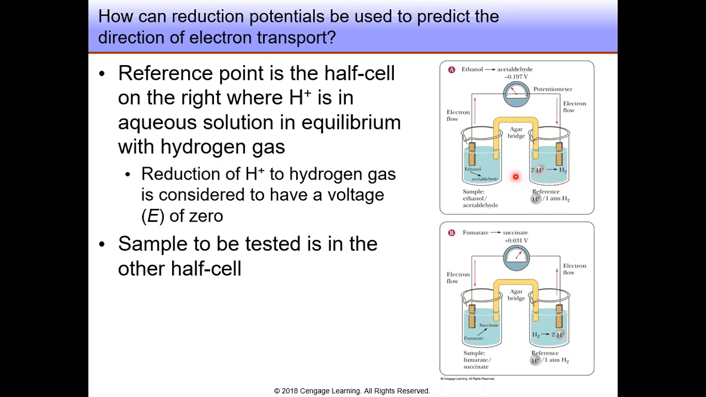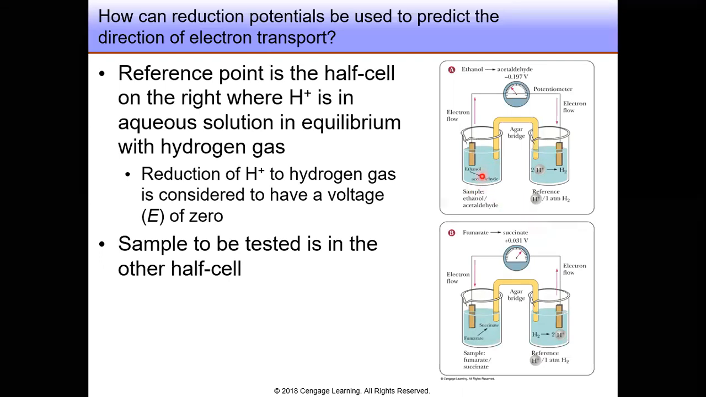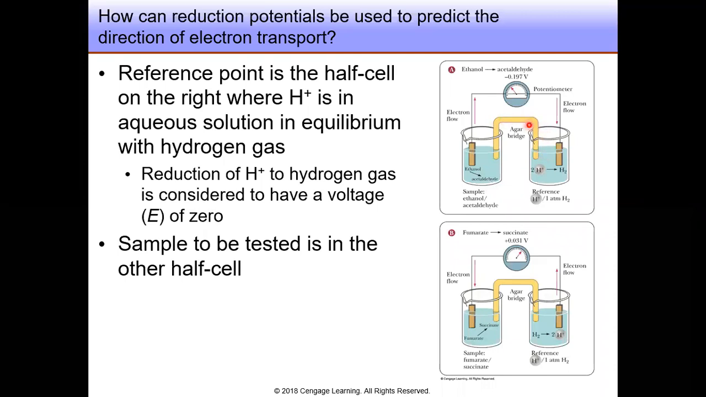However, the sample is the one to the left. The sample to be tested is the one to the left. Now, the reduction of hydrogen ion to gas is considered to have a voltage E of 0. The sample is tested in the other half cell. And the electric circuit, as you can see, is completed by a bridge with a salt containing agar gel.